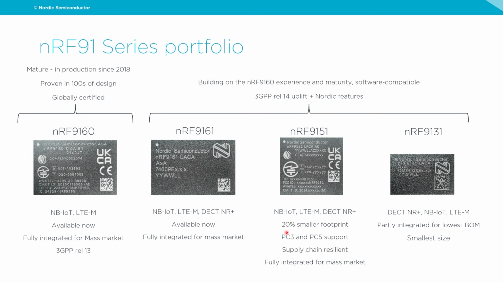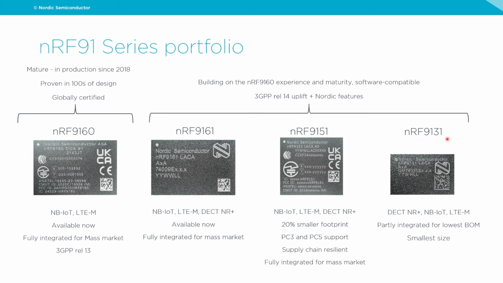It supports both Power Class 3 and Power Class 5, so 20 dBm support, which means that you have lower power consumption peaks when you do the radio activity. And this is extremely important when it comes to selecting your battery, because sometimes it gives you a wider selection, because it relaxes the requirements for battery selection, as you don't need to serve such high peaks. So it lowers the current peaks by about 40%. It also aligns with our supply chain resilience that we're implementing at Nordic. And again, fully integrated for mass market means you have all the components in the SIP and it's globally certified.